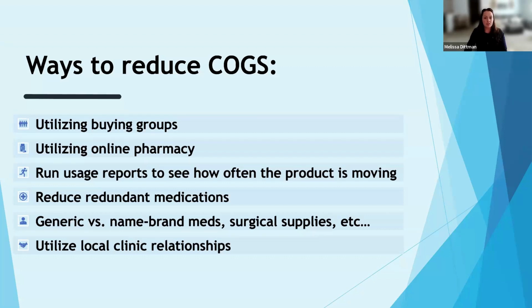Utilizing local clinic relationships. I did this when we would need a bottle of potassium. So instead of purchasing the pack of 12 that you would have to purchase and the rest would expire before we could use them, I would call down to one of the local high volume clinics that I made really good friends with, and I would ask to buy a bottle from them.